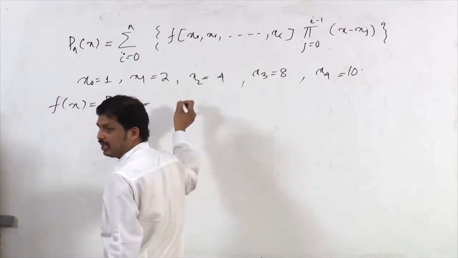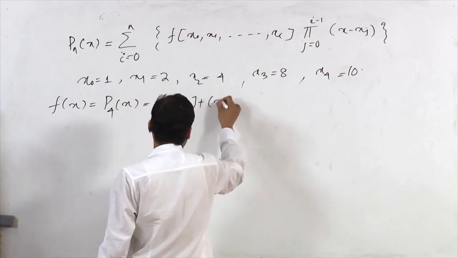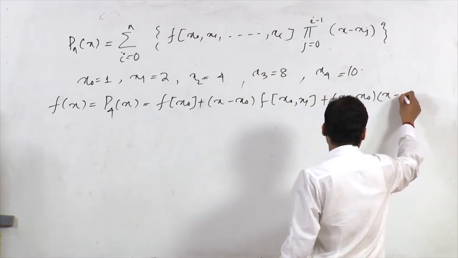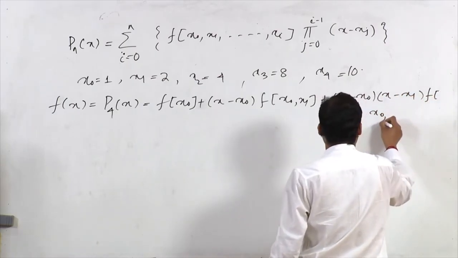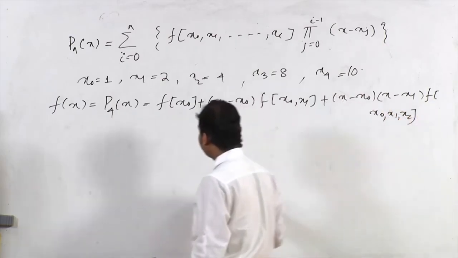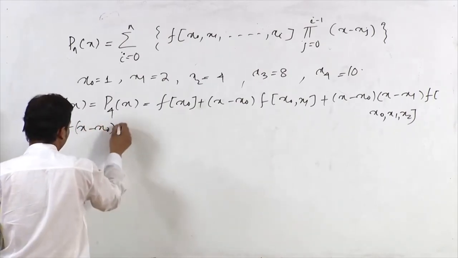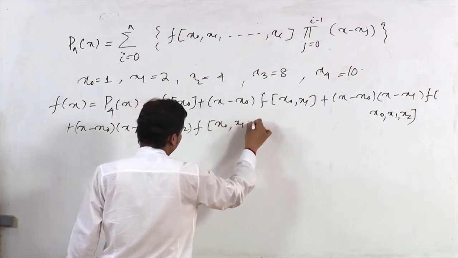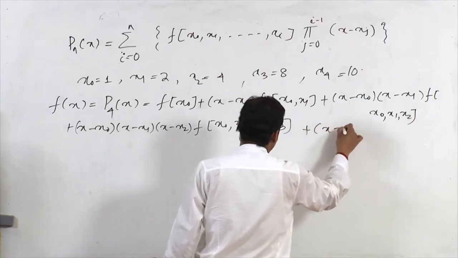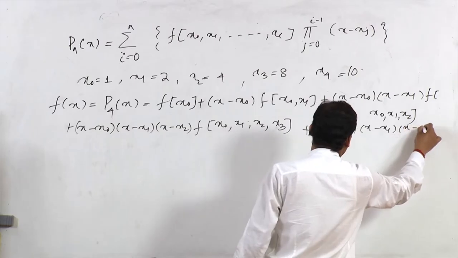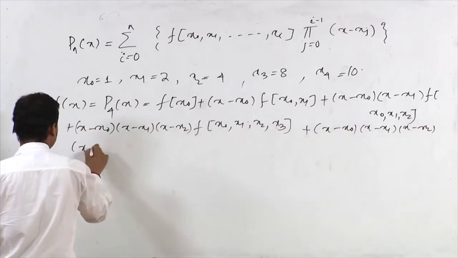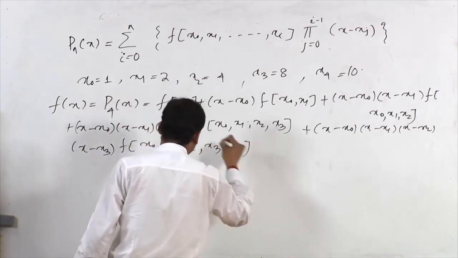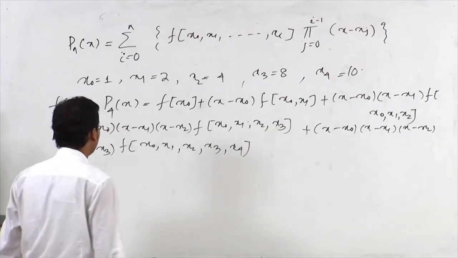That is p4 of x, which can be written in the form f of x0 plus x minus x0 into f of x0, x1, plus x minus x0, x minus x1 into f of x0, x1, x2, plus x minus x0, x minus x1, x minus x2 into f of x0, x1, x2, x3, plus x minus x0, x minus x1, x minus x2, x minus x3 into f of x0, x1, x2, x3, x4 here.